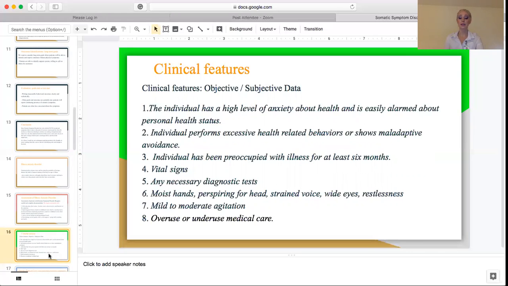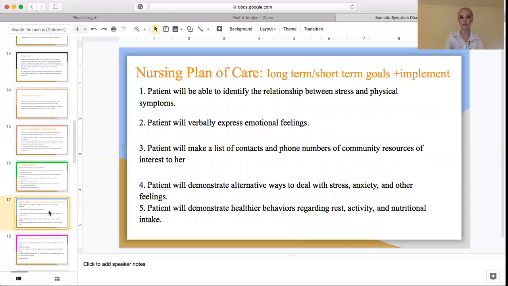Vital signs, any necessary diagnostic test that needs to be measured. Also moist hands, perspiring forehead, strained voice, wide eyes, and restlessness. Mild to moderate agitation. These are all indications of clinical features.